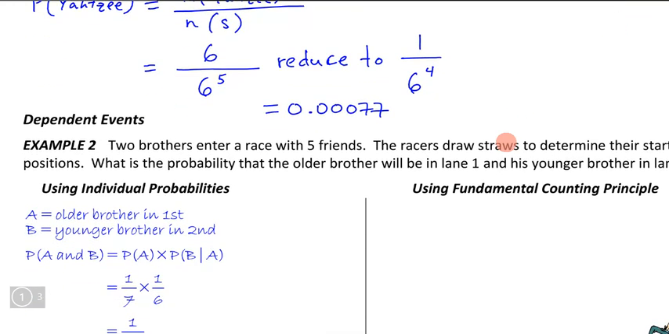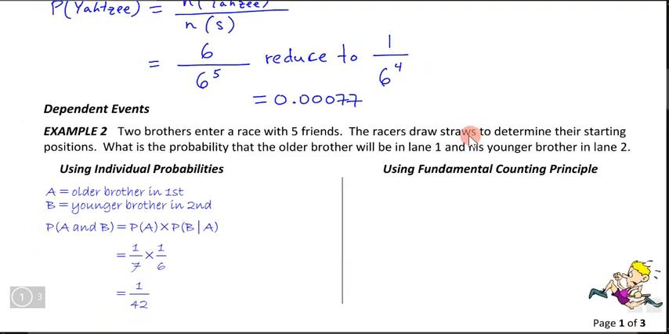All right, so let's move on to something with more restrictions in it. Dependent events are events where you have conditions. One event depends on the outcome of the previous event. Here I have two brothers who enter a race with 5 friends. The racers draw straws to determine their starting positions.